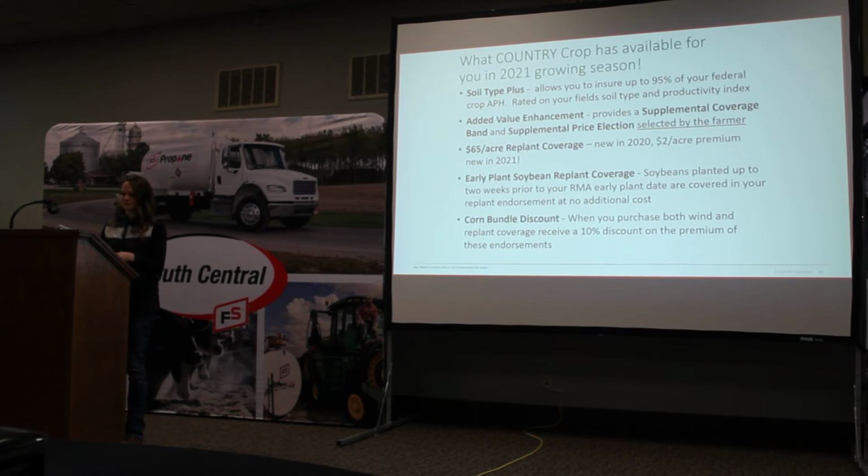All right, so what do Jenny and I have to offer you guys this year? As we talked about, soil type plus ABE, added value enhancement, which comes with your supplemental coverage band and your supplemental price. But here's the big one that I truly am finally, we had it offered last year in 13 pilot counties. But now Country is offering this in every county in the state of Illinois, a $65 additional replant coverage through the crop hail for $2 an acre premium.